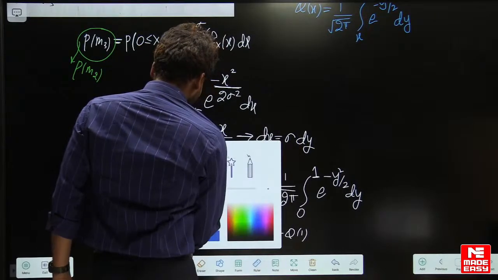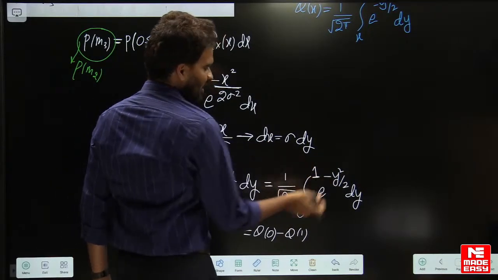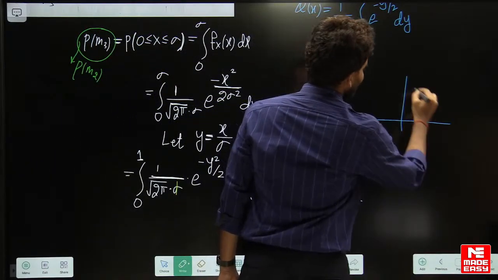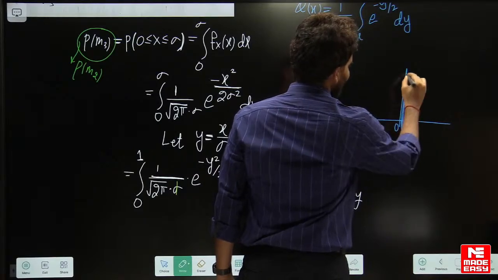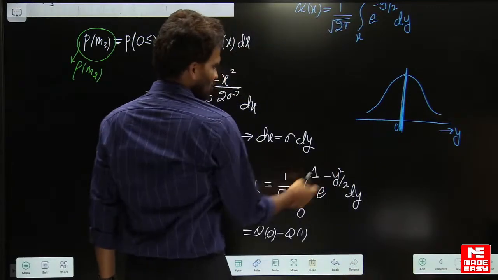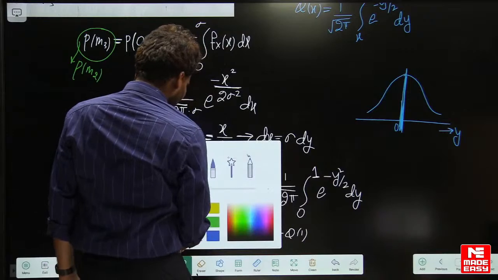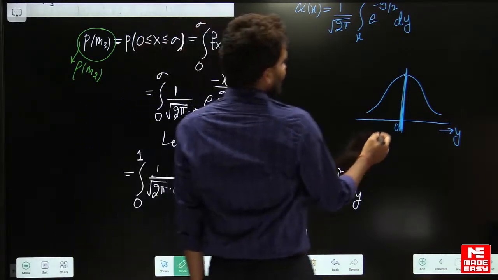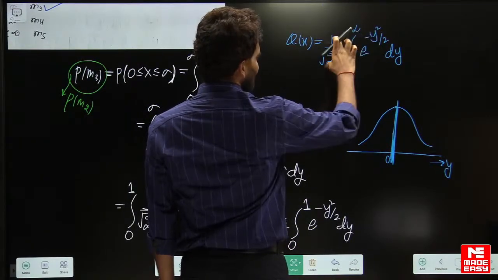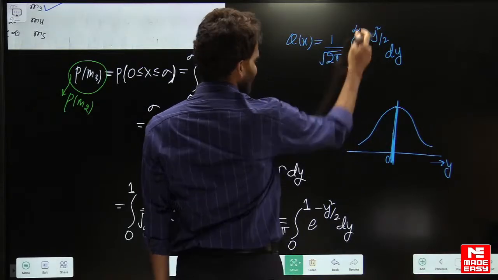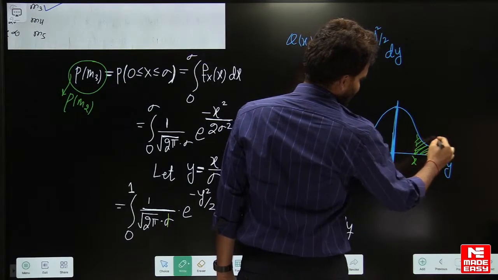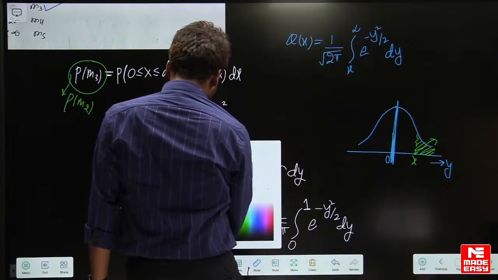If you see, 1 by root 2 pi e power minus y square by 2, this is the Gaussian density function only. I plot it with respect to y. To understand the q function: it is the area under this Gaussian density function 1 by root 2 pi e power minus y square by 2 from x to infinity. So if you see some x here, the area from x to infinity will be equal to qx.